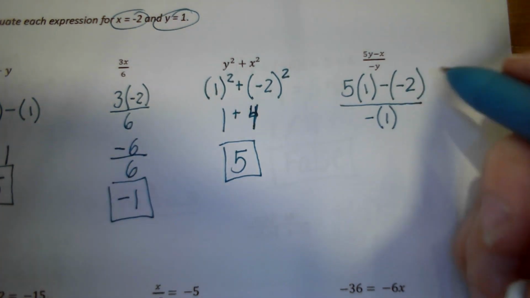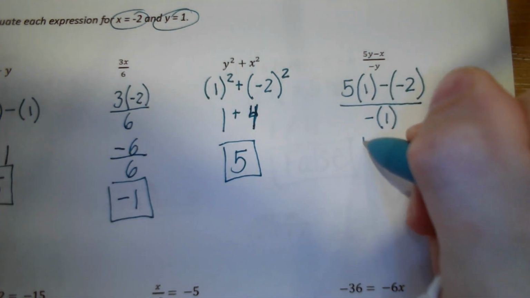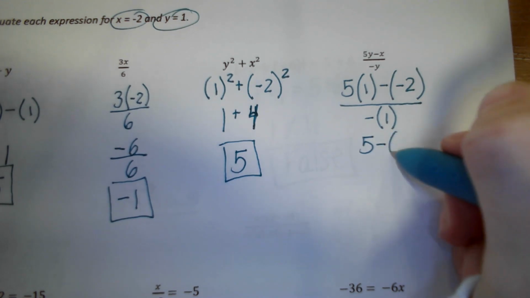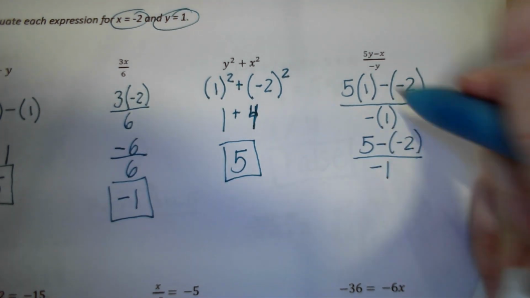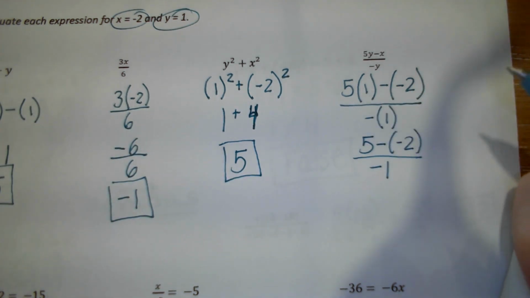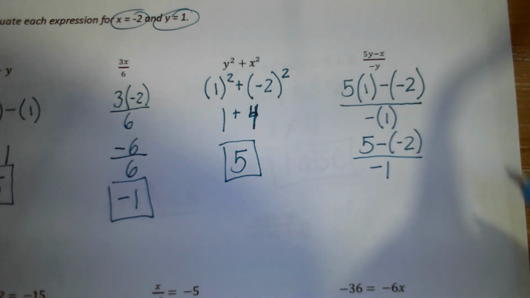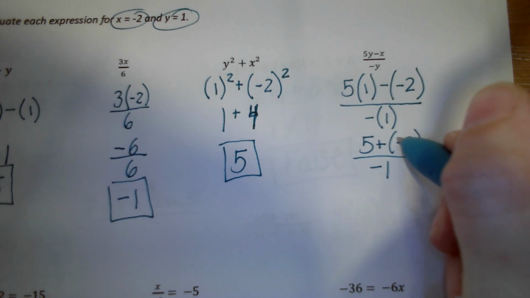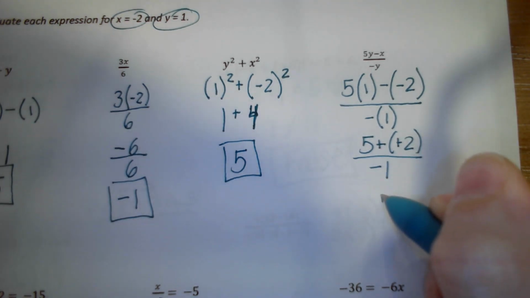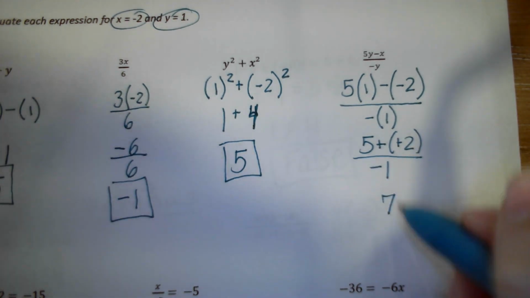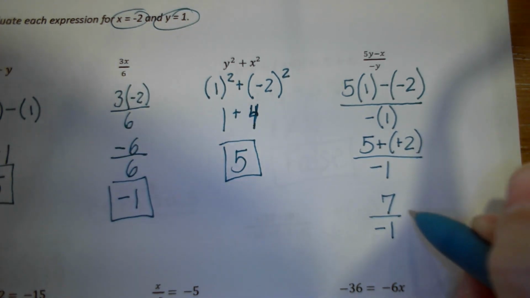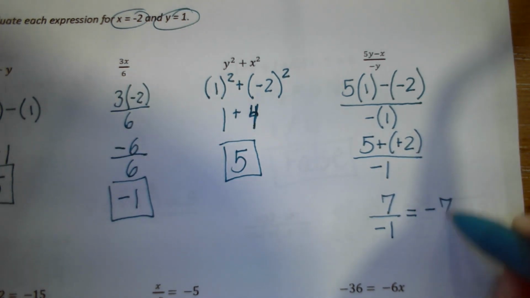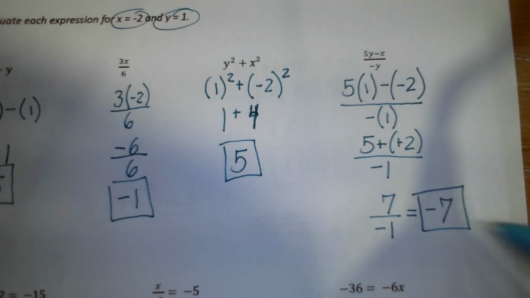Now we simplify. Here I have 5 times 1 is 5 minus negative 2 over negative 1. I multiplied first because of PEMDAS, and then I do 5 plus 2, which is 7 over negative 1. 7 divided by negative 1 is negative 7.